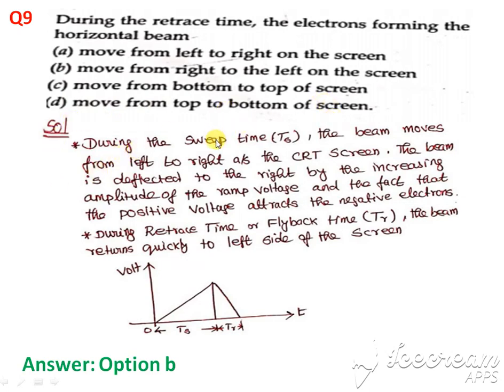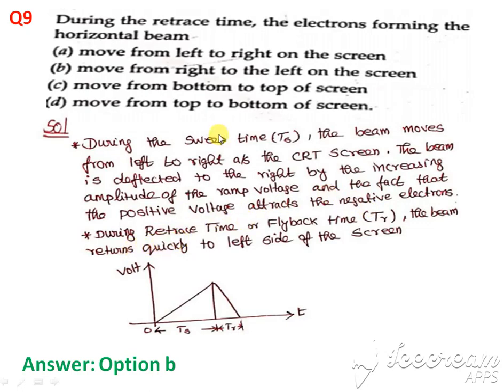So during the sweep time, the beam moves from left to right across the CRT screen. The beam is deflected to the right of the screen by the increasing amplitude of the ramp voltage and the fact that the positive voltage attracts the negative electron.